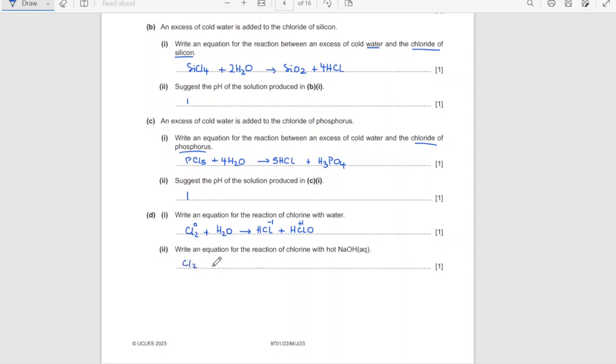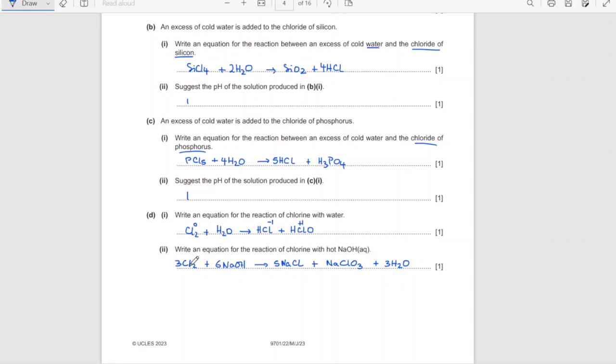And another disproportionation is the reaction of chlorine with hot sodium hydroxide. So remember, when we have hot sodium hydroxide, the reaction will look like this. You will have NaCl and you will have NaClO3. You have 5 moles of NaCl for 1 mole of NaClO3. You'll also have some water. And to balance this out, we have 3Cl2 and we have 6 NaOH. So that gives us 3H2O.